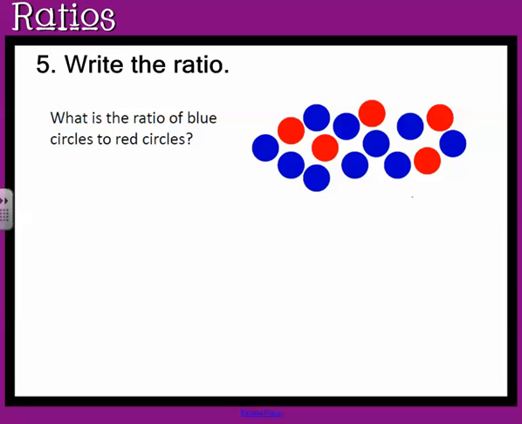All right, let's take a look at this picture of red and blue circles. I'm asked to compare the ratio of blue circles to red circles. I'm going to count the blue circles first. I have 3, 6, 9, 10 blue circles compared to red, which I have 5. I can simplify that because 10 and 5 have a common factor of 5. So that would be a 2 to 1 ratio. I could write that as 2 over 1, or I could write that as 2 to 1.